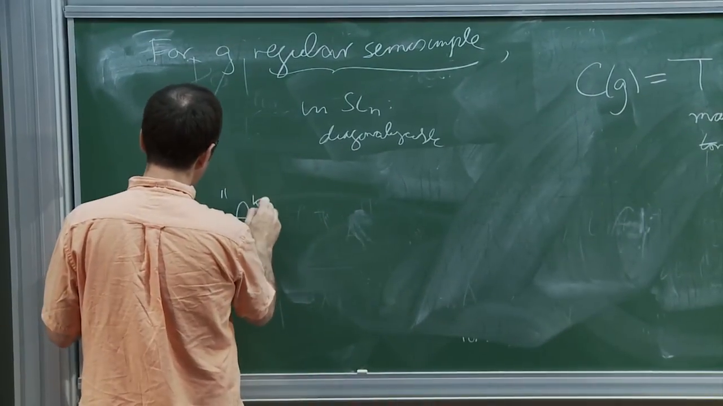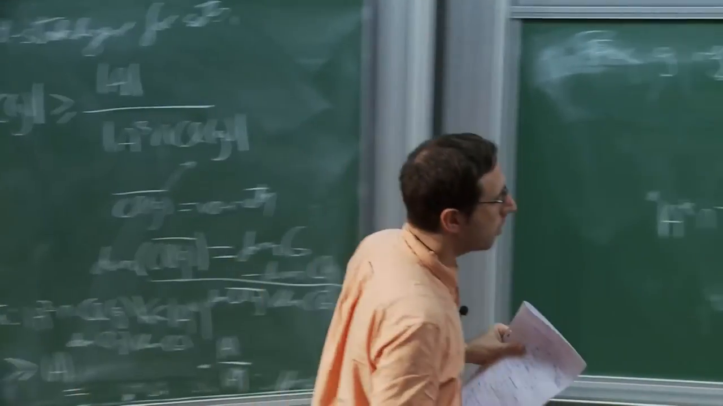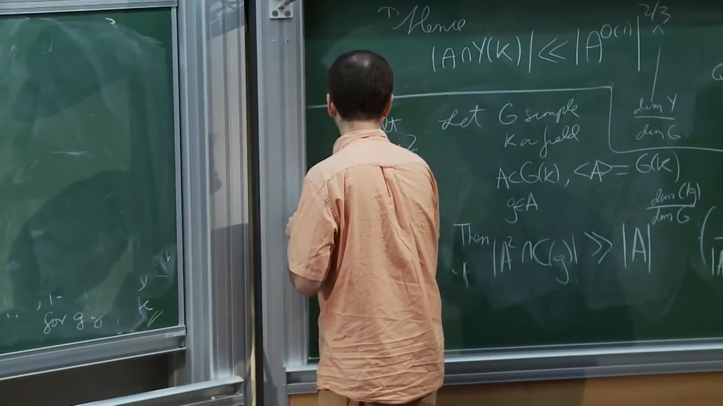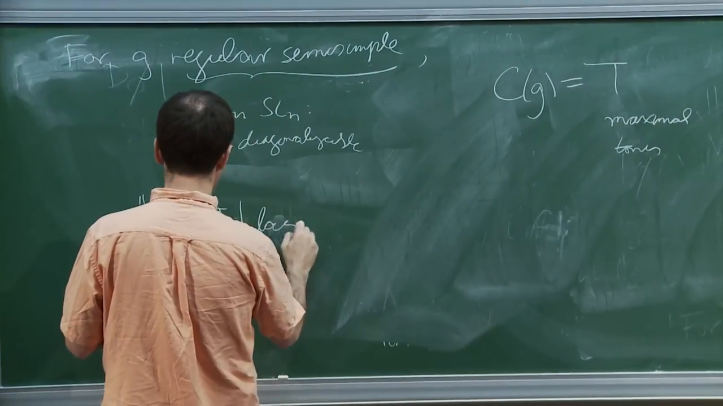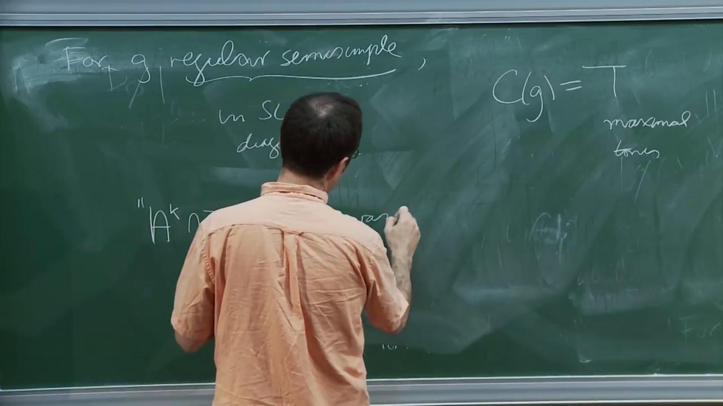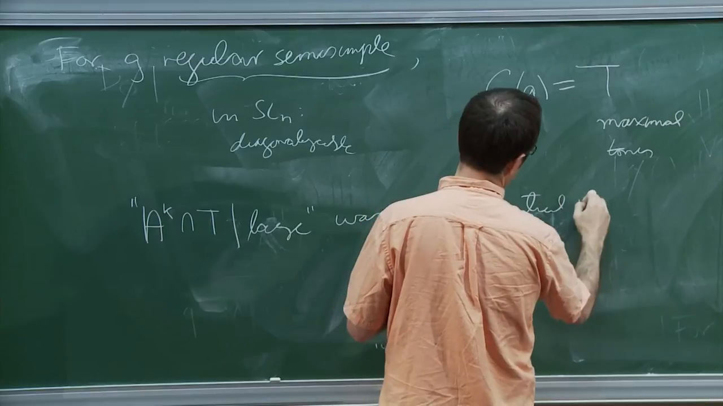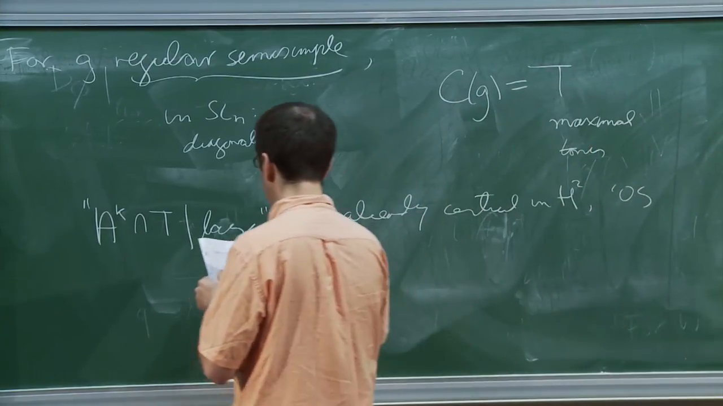So this sort of statement, let me call this statement then from now on the rich tori statement. Tori is what we care about the most. So this statement was already central back in the day. But back then I proved a slightly weaker statement, unfortunately.